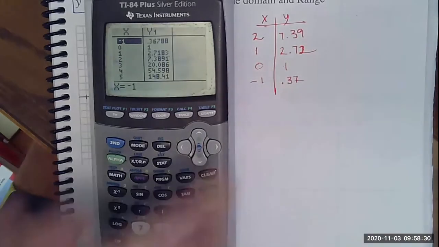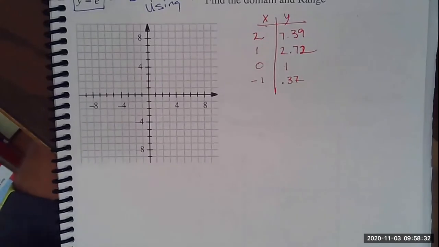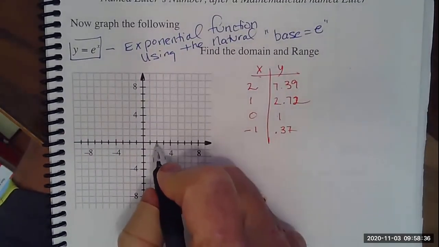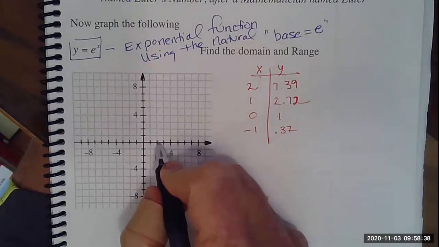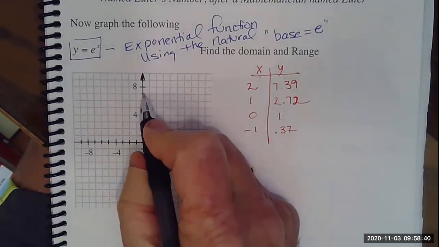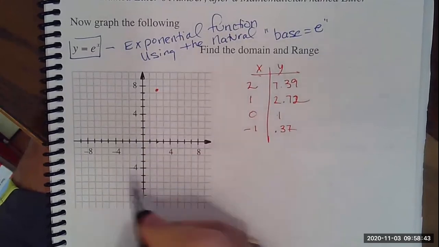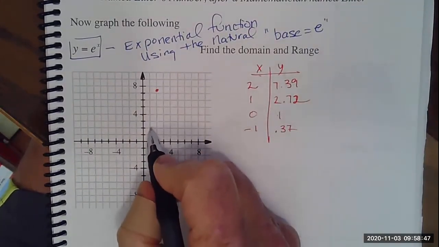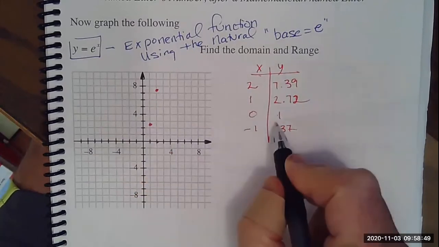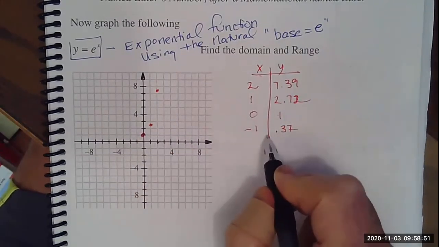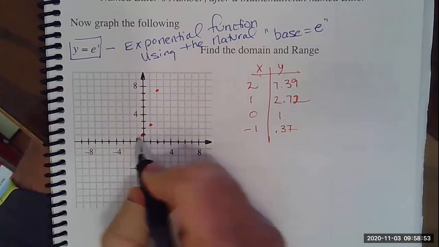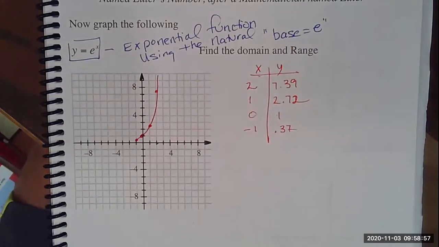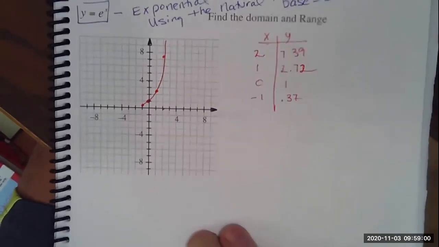Okay, I'm going to plot those over here. So 2, and there's 4, 5, 6, 7, a little bit more. 1 comma 2.72. 0 comma 1. Negative 1. It looked like it stopped there in my calculator. Again, it does not.